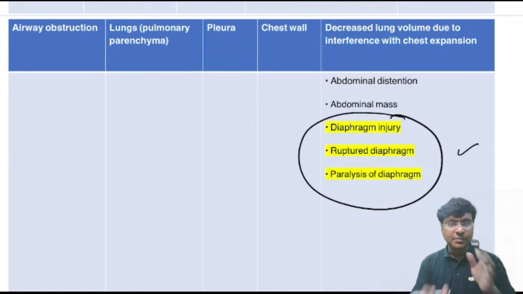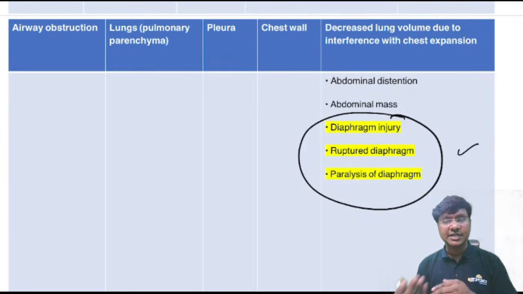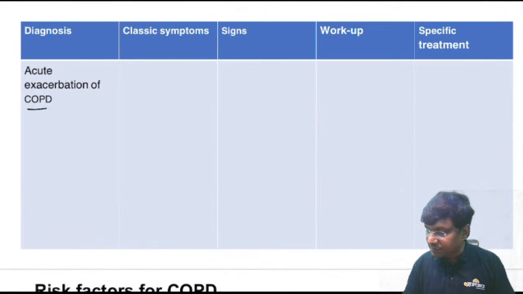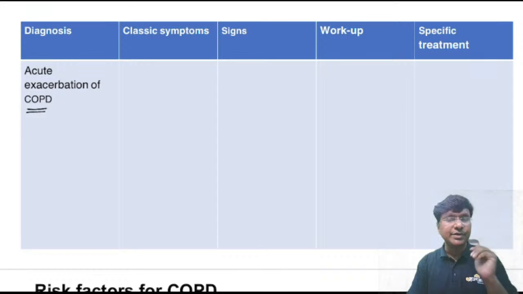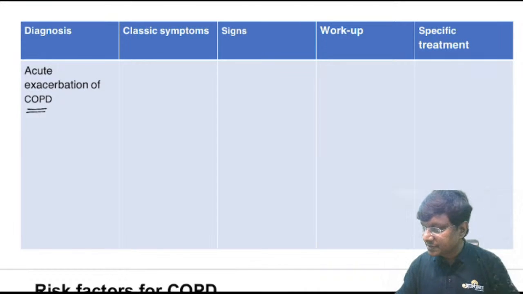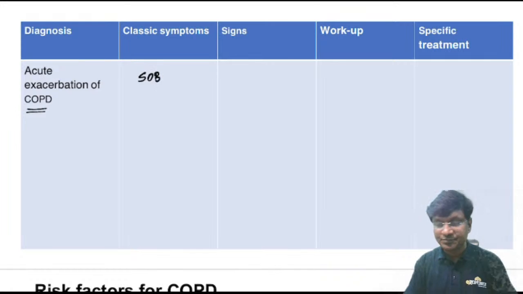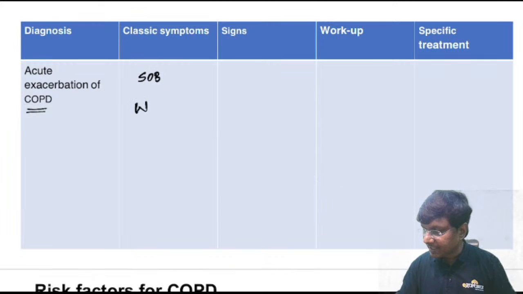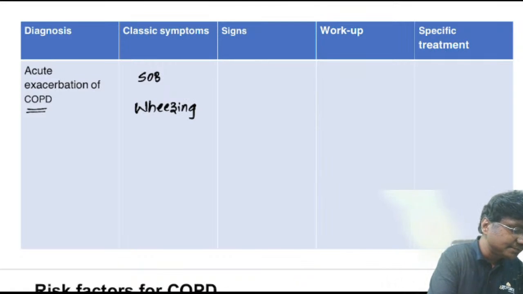Now let me take up individual conditions: how the condition presents, what the signs are, how you do the workup, and what the specific treatment is. All that we will discuss now. The first important condition, one of the most important, is acute exacerbation of COPD. These patients present with sudden onset dyspnea, that is, shortness of breath. Along with the shortness of breath, they also present with wheeze.